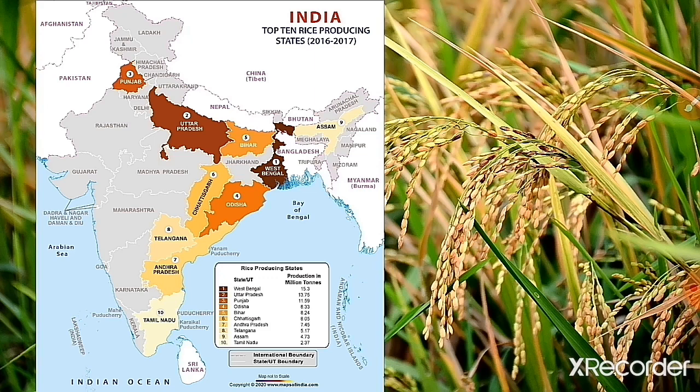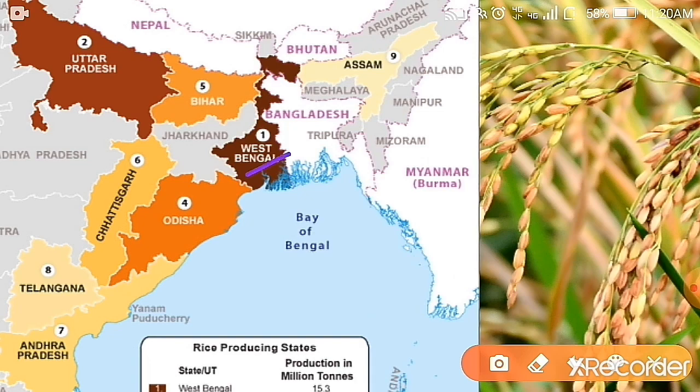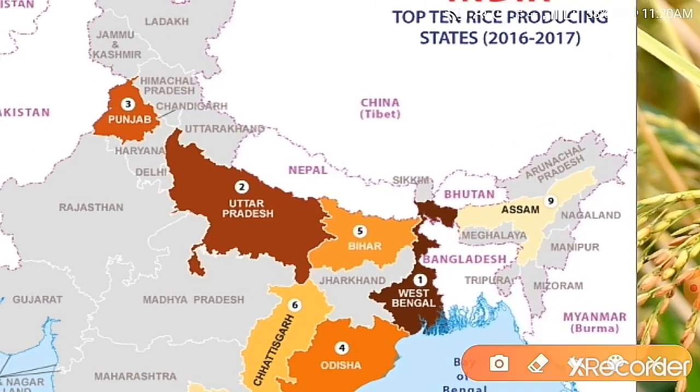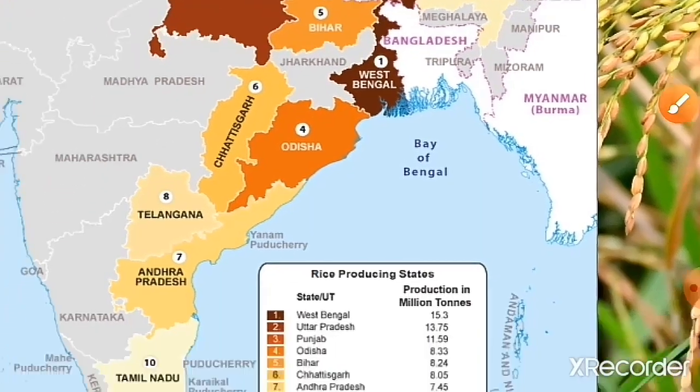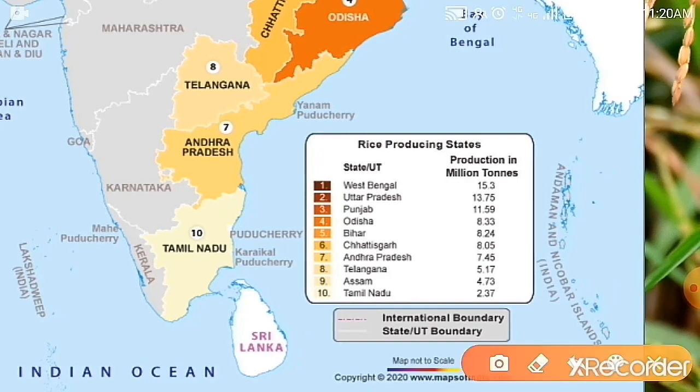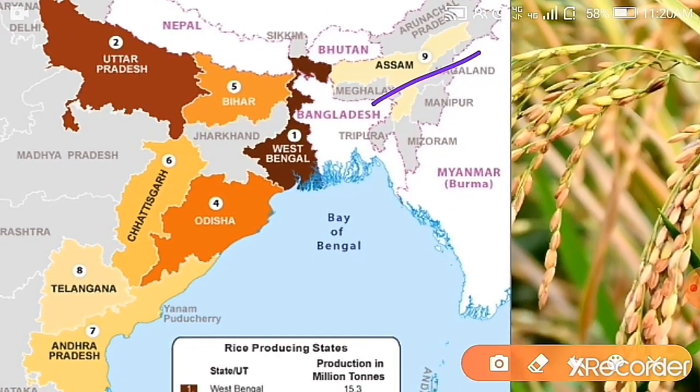In 2016, the first 10 leading rice producing states are West Bengal, Uttar Pradesh, Punjab, Odisha, Bihar, Chhattisgarh, Telangana, Andhra Pradesh, Tamil Nadu, Assam. These are the 10 leading producers of rice in our country.